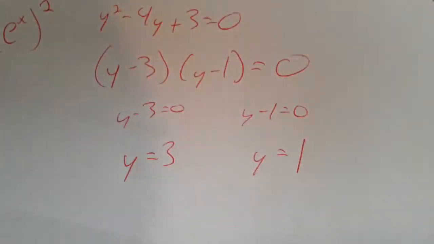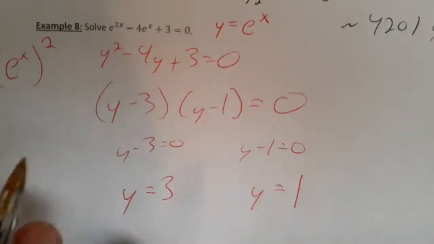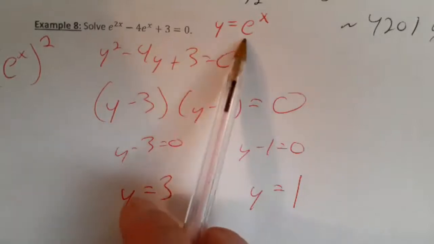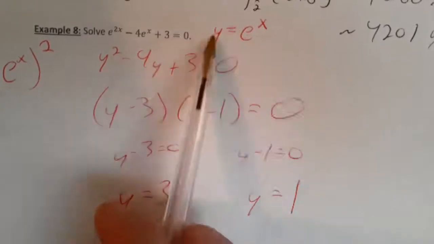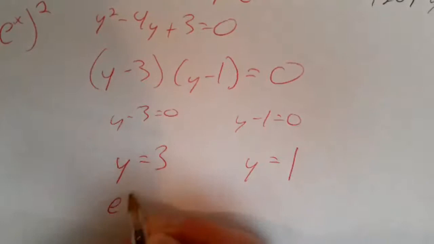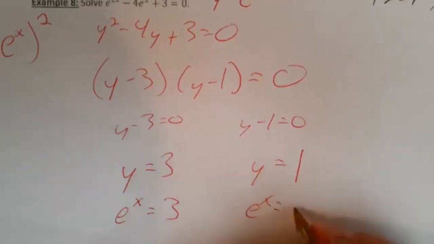And so that's good if we want to solve for y, but they asked us to solve for x. And so this is kind of like that u substitution thing I've done before. I plugged in y everywhere there's an e to the x. Now I need to plug in an e to the x everywhere I see a y. And so instead of y, I'm writing e to the x is equal to 3. I'm writing e to the x is equal to 1.